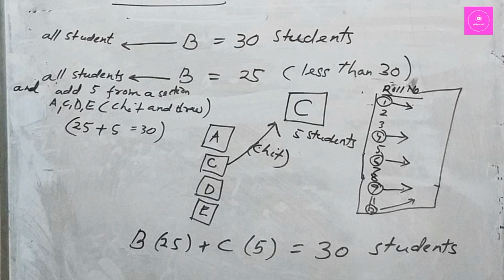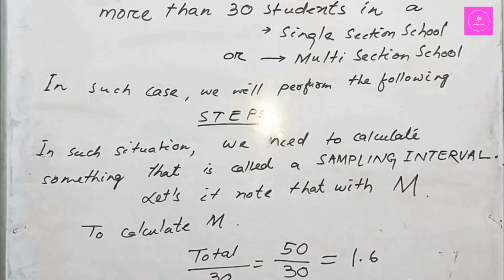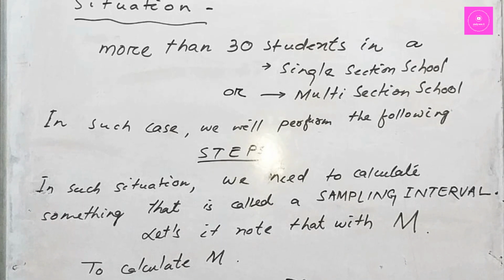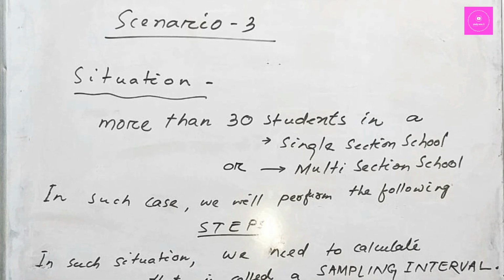Please note that the maximum number of students that can be surveyed as part of NAS for a given grade in a given school is 30. Then scenario 3, last but not the least, there is a third scenario where after selecting the section, either in a single section school or a multi-section school, we end up with more than 30 students.